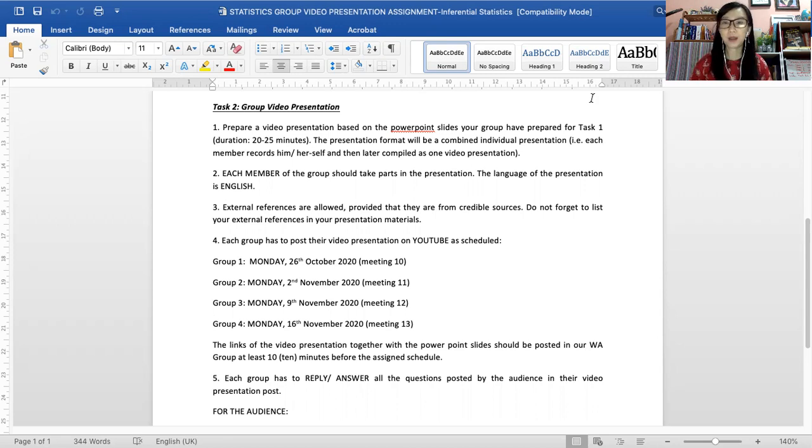External references are allowed. Of course, this is the main reference, but you can still use other external references, provided that they are from credible resources. And do not forget to list your external references in your presentation materials, so later your friends can check the references as well if they would like to see further explanation.